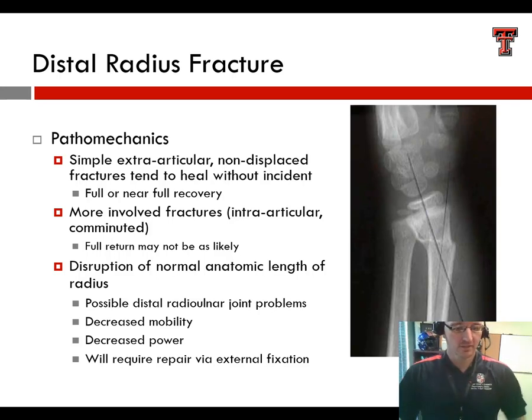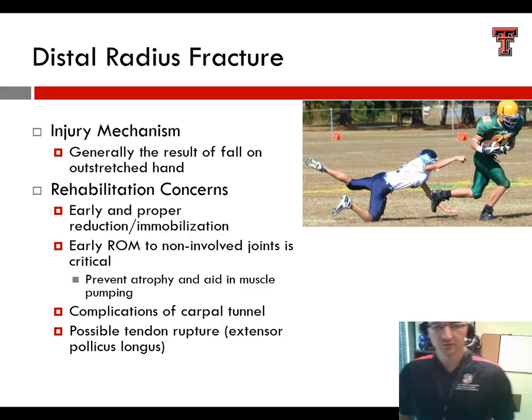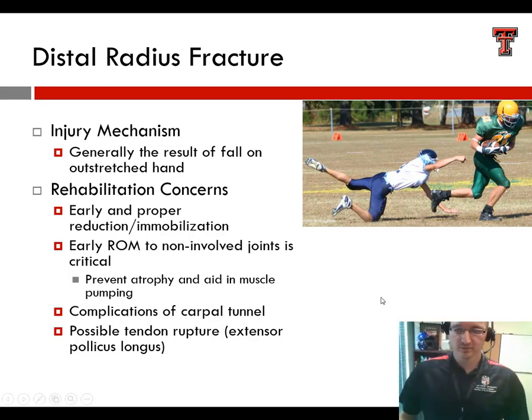Okay, now the question here becomes, if there is growth plate involvement, is there a disruption of the normal length of the radius? And in the case of a distal ulna fracture, the length of the ulna. Okay, so if there is growth plate concerns in a skeletally immature patient, then that will have to be addressed before we initiate any type of rehab. So usually that distal radius fracture is going to occur as a result of a FOOSH.